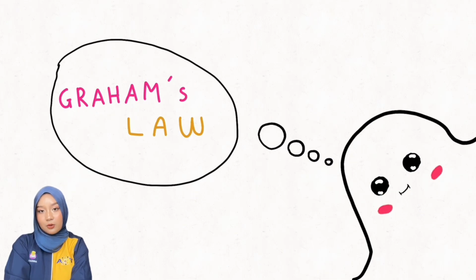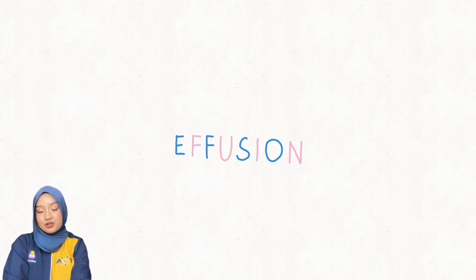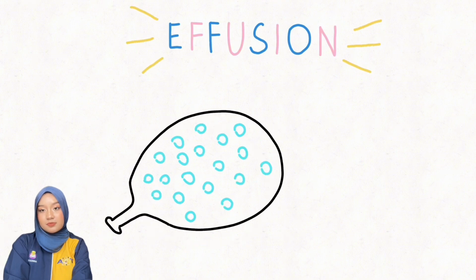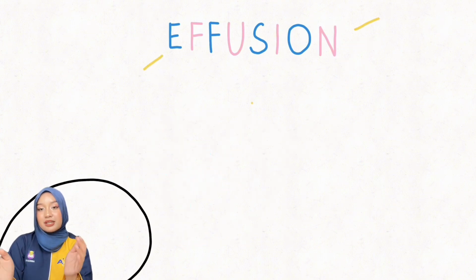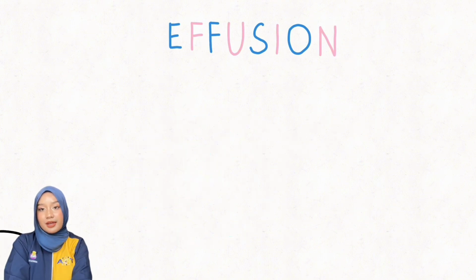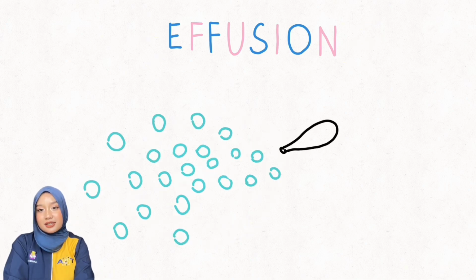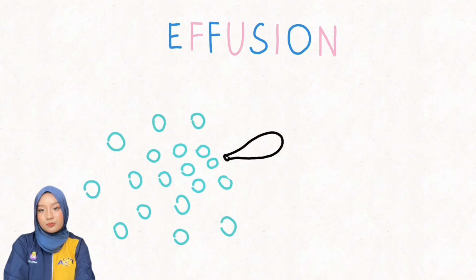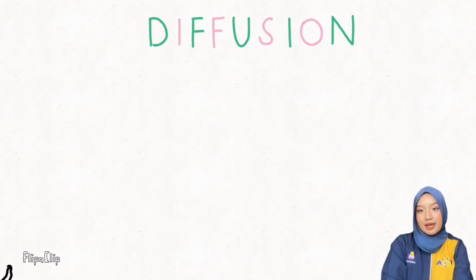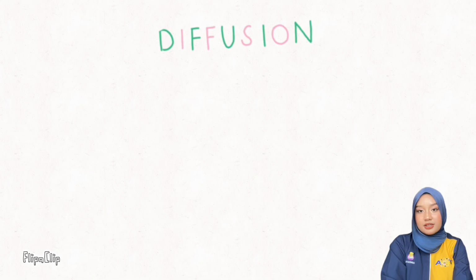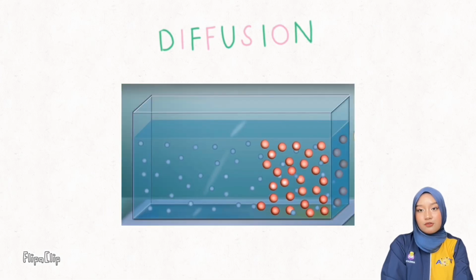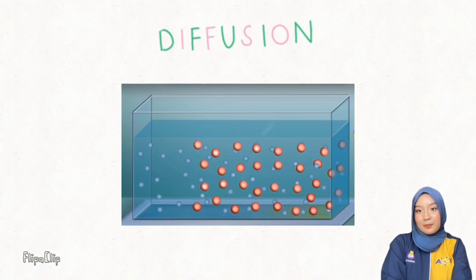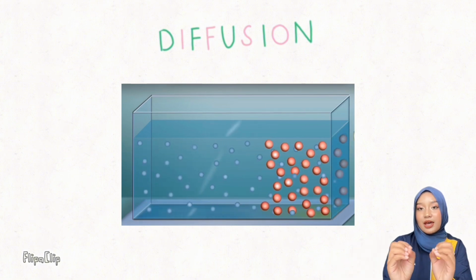Here, let's look. First, effusion. It is a process by which a gas escapes from its original space into an evacuated space through a tiny hole. As you can see, the gas in the balloon escaped through the mouth of the balloon, which is the tiny hole. Next, diffusion. It is a process of gas movement of one gas through another. This process occurs through the particles to achieve equilibrium, as shown above.